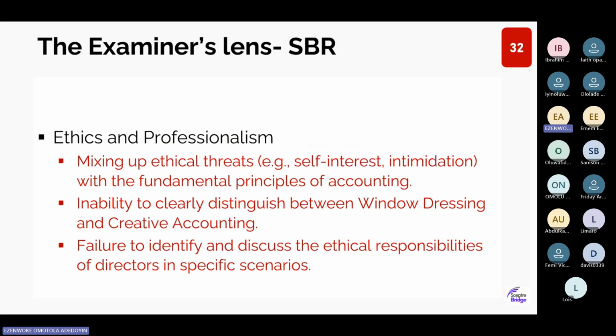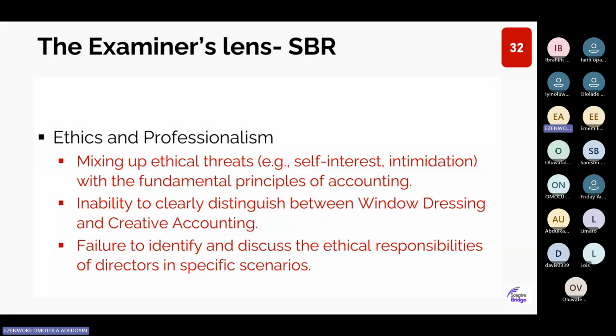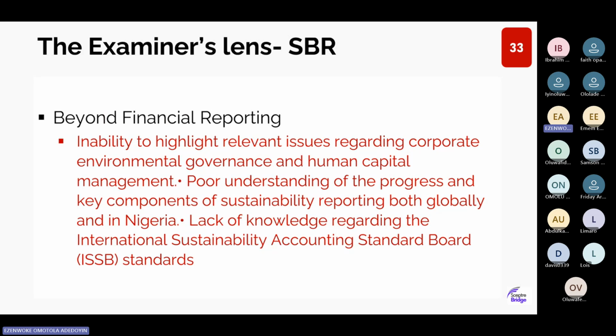So ethics and professionalism, of course, in the context of financial reporting or strategic business reporting, not just about ethics, but what does the standard say? How are they evaluating that? Are there indications of creative accounting? So these are things you're looking out for. Then beyond financial reporting, like I said, sustainability reporting is also part of financial reporting. It's come to stay. We now have IFRS S1 and IFRS S2. So those two standards are part of the standards you should know.